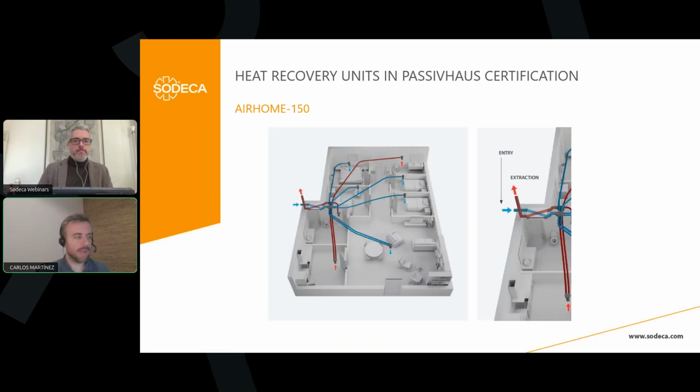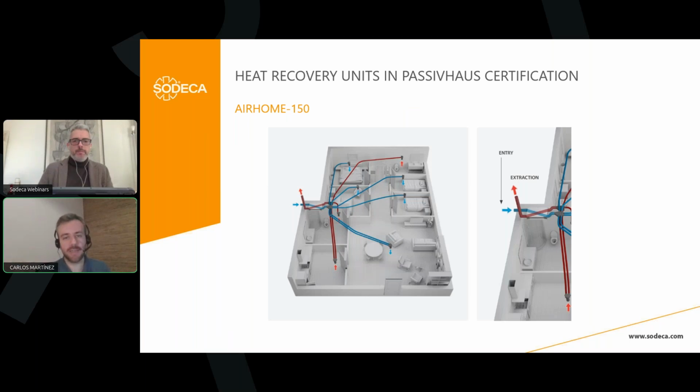Okay. This is a normal installation of the equipment. We have two different sets of ducts. The blue ones are for the supply air, and the red ones are for the extraction air. As I told you, normally this is the installation type because we need to do a complete air changing in the house. So that's the characteristic that will allow us to have a complete air changing in all the house.